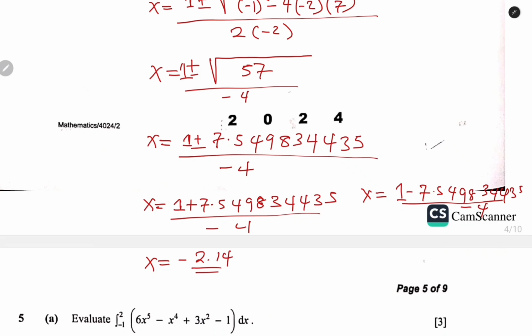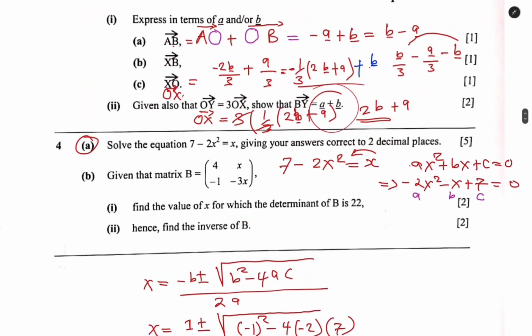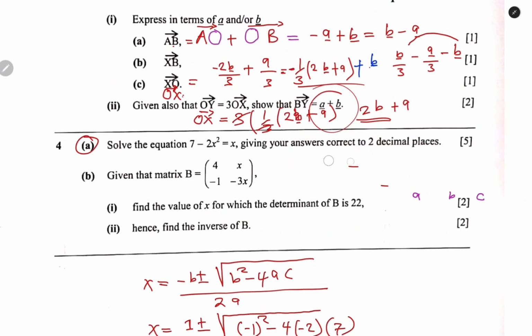Then on the other side, it is going to be positive because this one will be negative. So x is equal to 1.64. So these are the two values of x, and that is the 5 marks. Okay. All right. So we are done with this first part. Then let us look at the question on matrices.